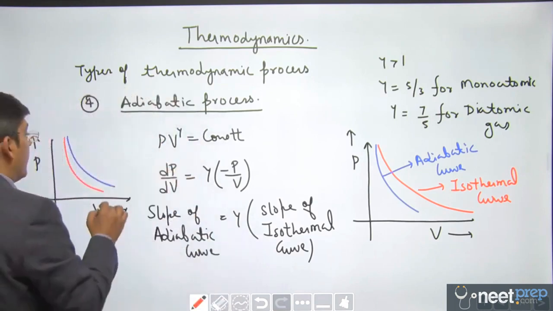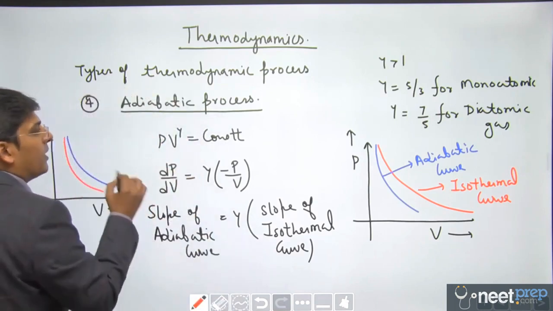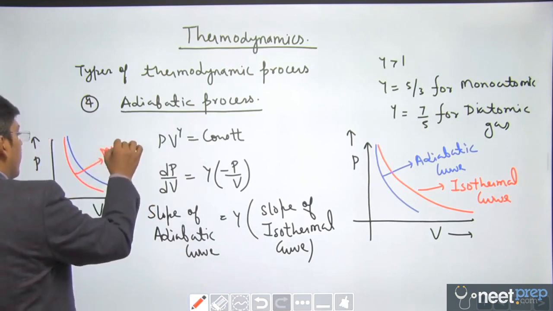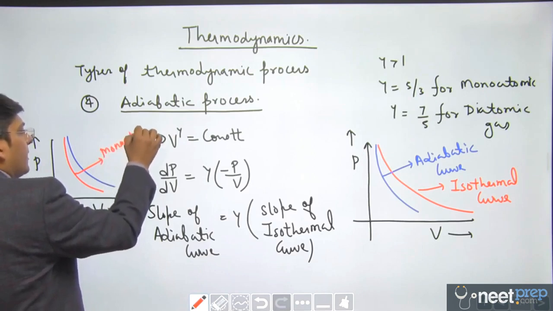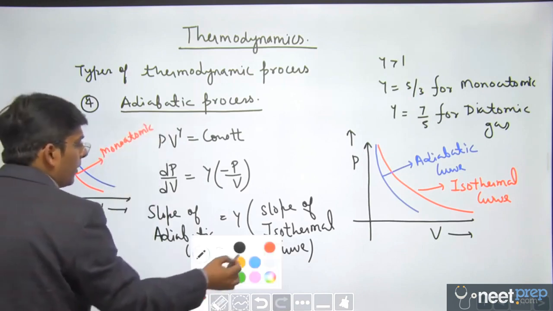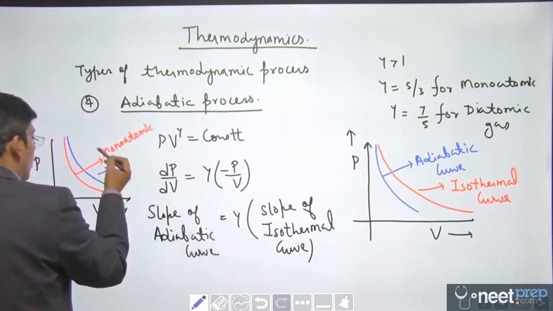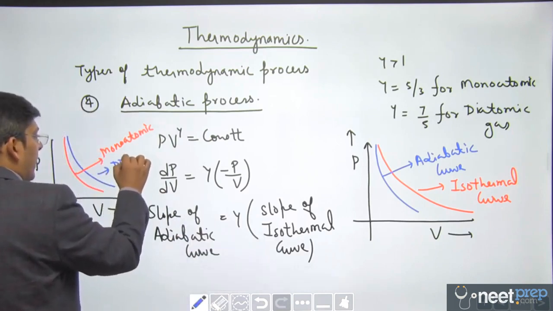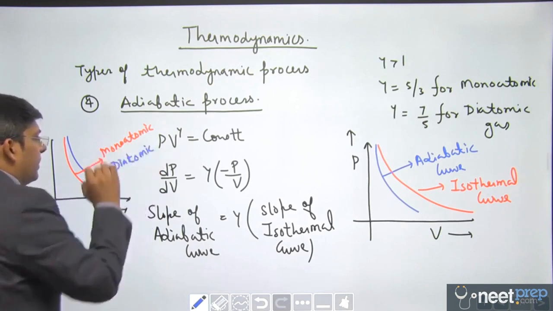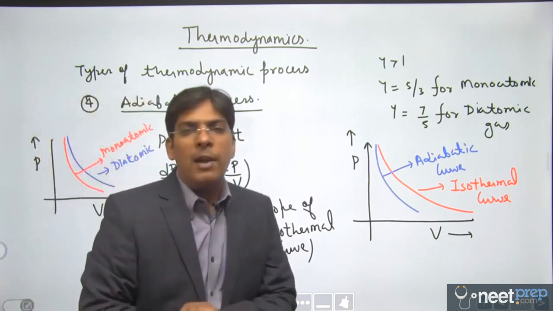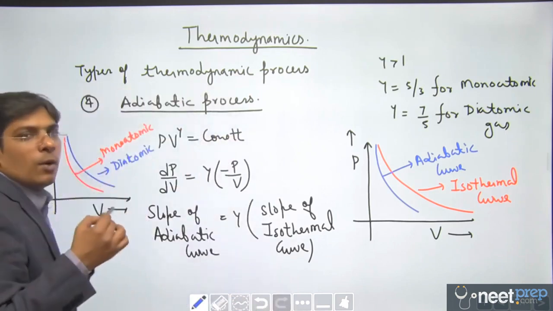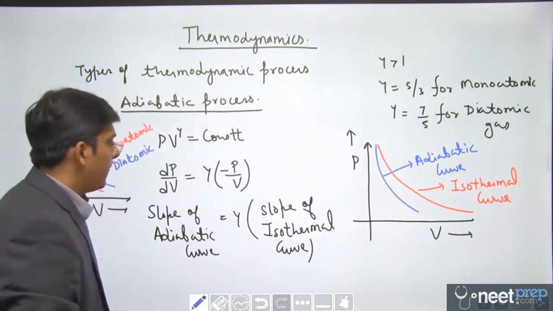See, the value of gamma is greater for monoatomic gas, 1.66. So the adiabatic curve for monoatomic gas is going to be more steep. And the graph for diatomic gas is going to be less steep, dear students, since the value of gamma for diatomic gas is less. These both are adiabatic curves for monoatomic and diatomic gases respectively.